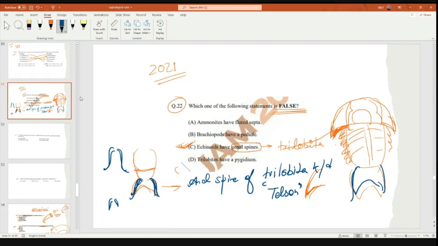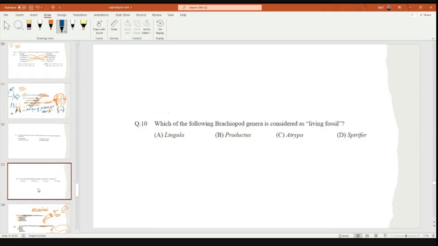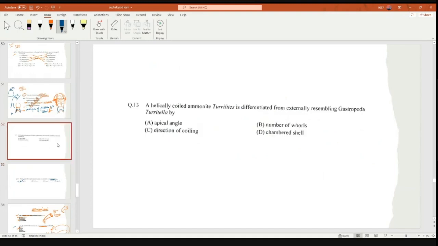And brachiopods: here the pedicle is attached to the surface. So these are the pedicles. And in ammonoids, fluted septa is kind of like this. So this will be done. And one more question: which one of the following brachiopods is generally considered a living fossil? Very easy. A. Yes, it will be lingula. So, try to solve this one.